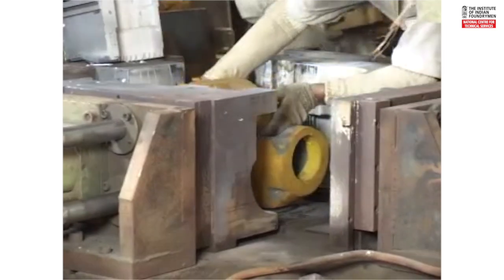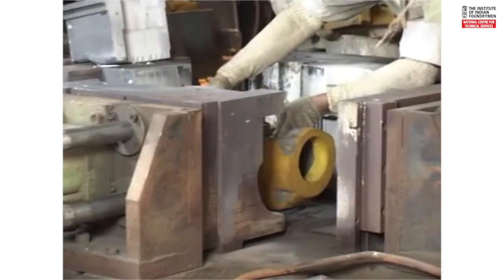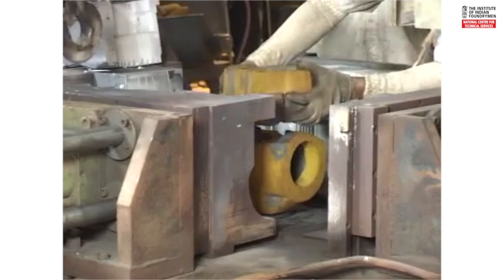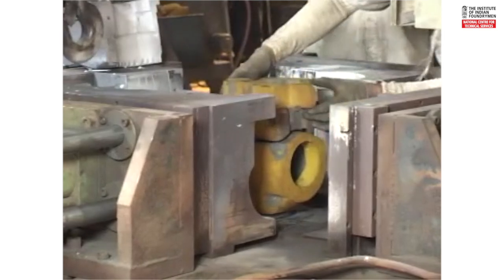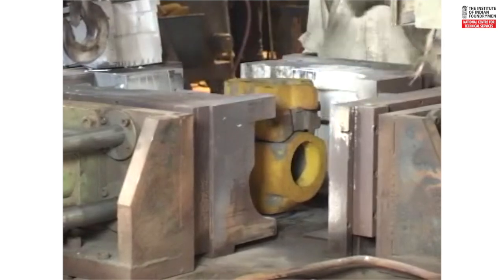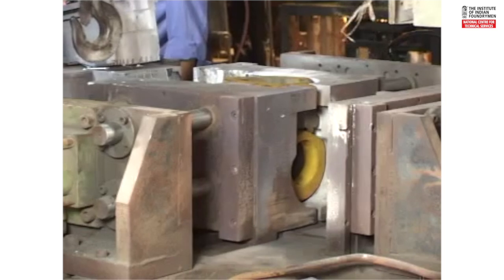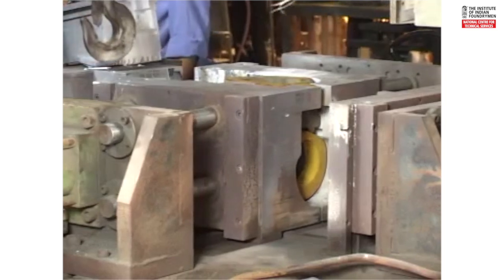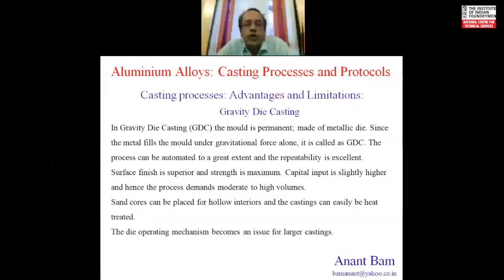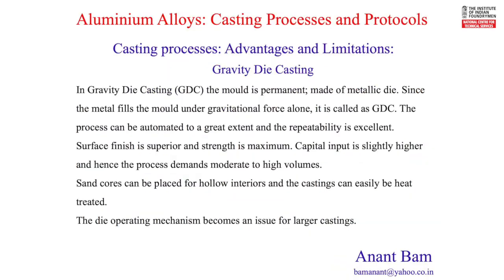In gravity die casting, the mold is permanent. It is made of a metallic die. Since the metal fills the mold under gravitational force alone, it is called gravity die casting or GDC. The process can be automated to a great extent and repeatability is excellent. Surface finish is superior and strength is maximum. Capital input is slightly higher and hence the process demands moderate or higher volumes. Sand cores can be placed for hollow interiors and the casting can easily be heat treated.